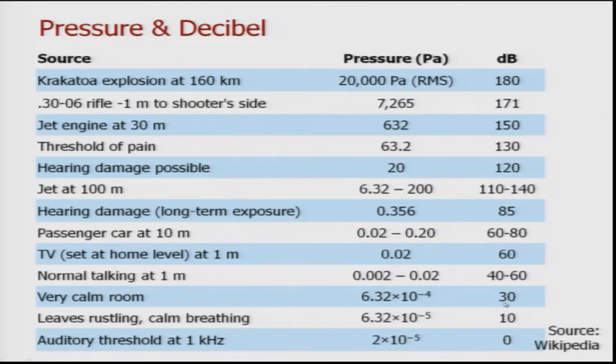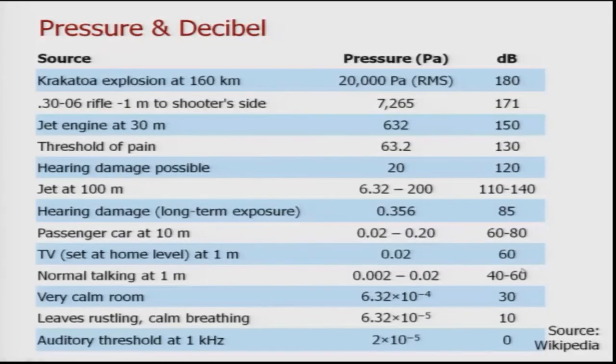If I am in a very calm room, not a lot of sound, the level may be something like 30 decibels. Right now, I am talking and people are recording my voice. It's quite likely that my level will be somewhere between 40 to 60 decibels. If I am playing a TV in my room, not at too loud a level, then it may be somewhere between 65, 70, 75 decibels. A loud car about 10 meters away is about 80 decibels.